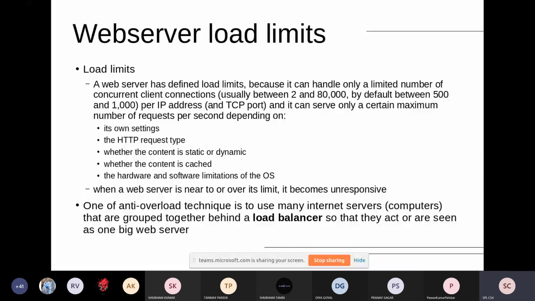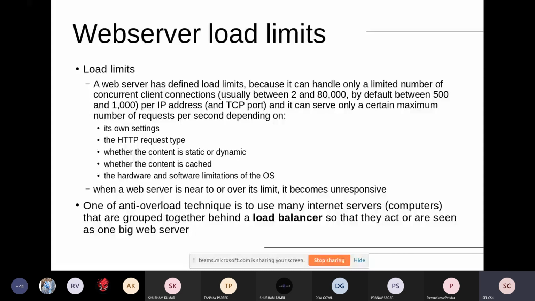So important is that web servers have load limits. A server can handle only a definite amount of load, actually. It can handle only a definite number of requests, like 2 to 80,000 is generally what a server could handle. By default, it's 5,000, and 1,000 per IP address that's assigned to a web server. So there's a limit, simply, that a web server can handle at a single point in time: how many requests.